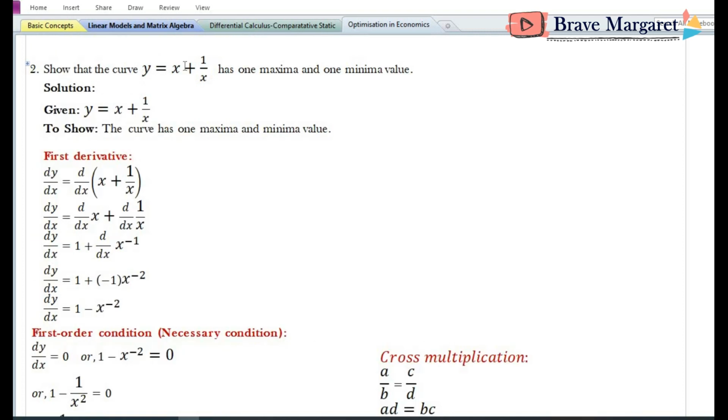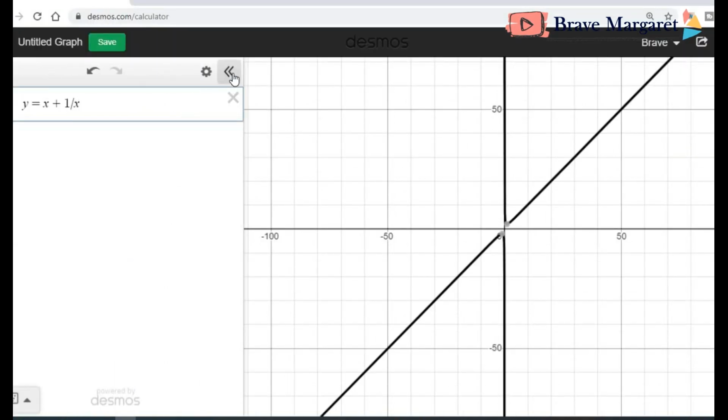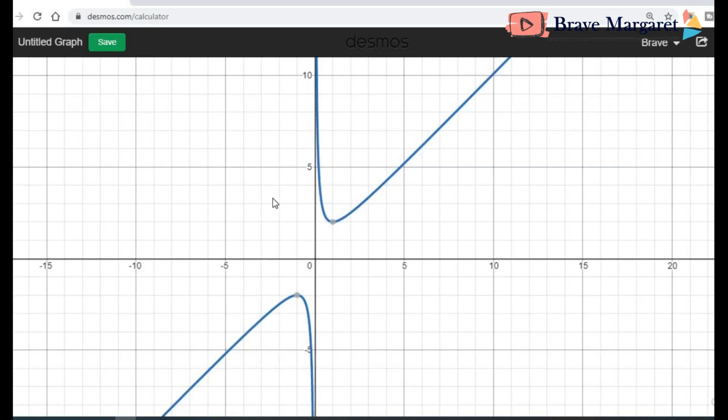Let us plot the curve y equals x plus 1 by x on a graph. Let us input the function y equals x plus 1 by x. After plotting the function on a graph, we see that the function has a minimum value of 2 at x equals 1 and the function has a maximum value of minus 2 at x equals minus 1.